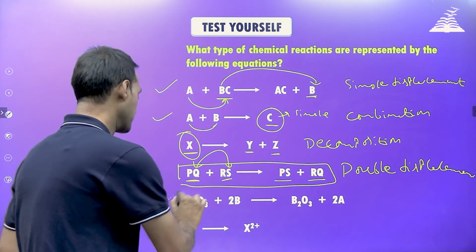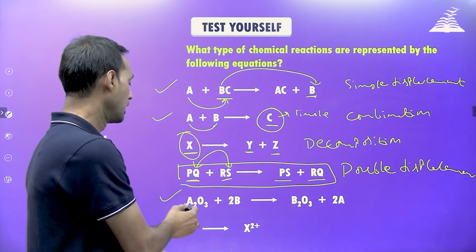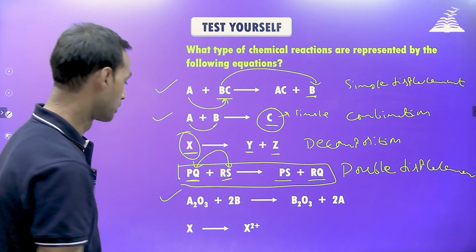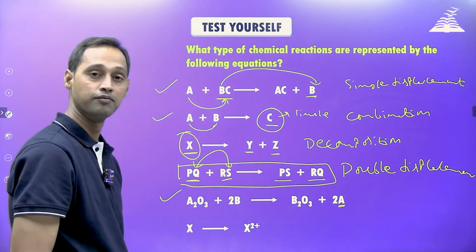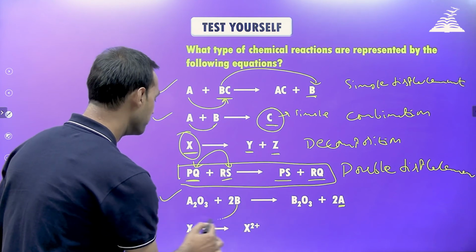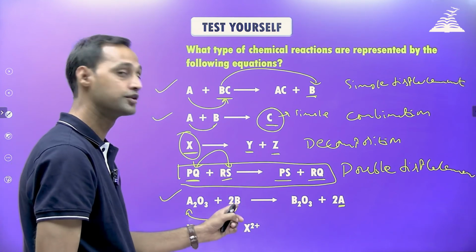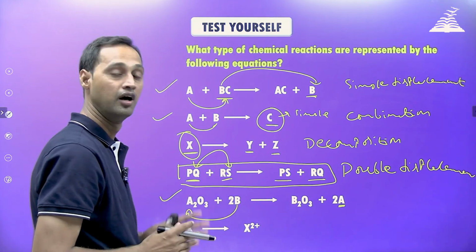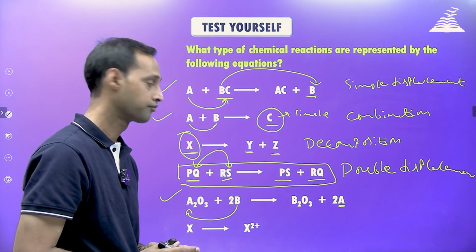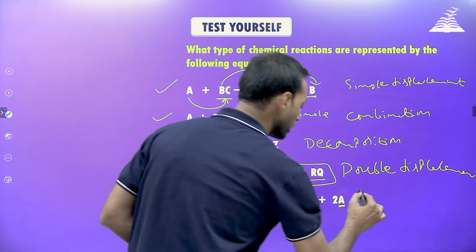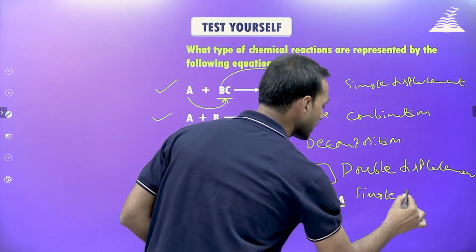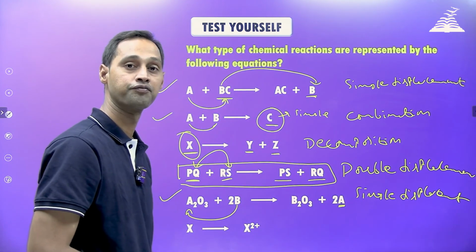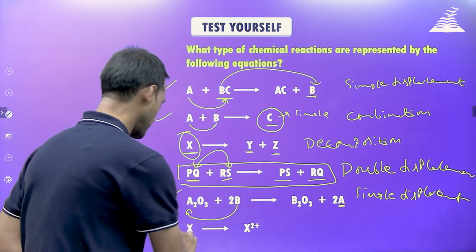And then take a look at this one, very interesting again. A2O3 plus 2B gives B2O3 plus 2A. So what do you notice here? A has been displaced here. Who displaced A? B is displacing A. B is more reactive than A, so that B is displacing A. It has been displaced. Right? So it is also a single displacement reaction.